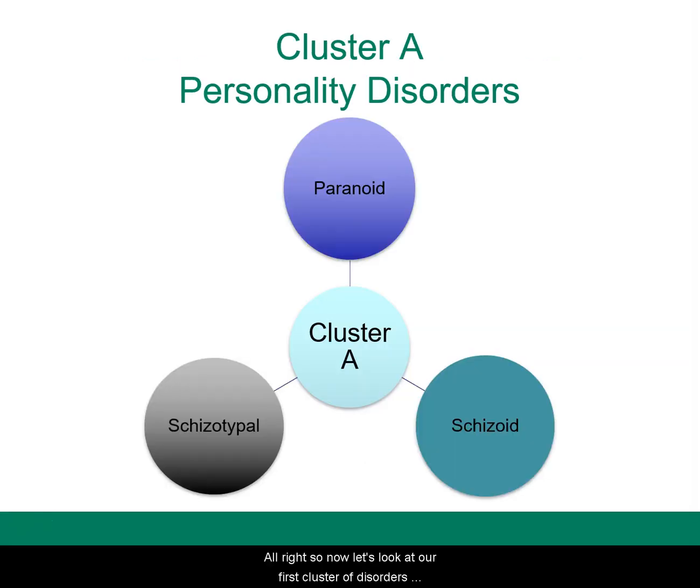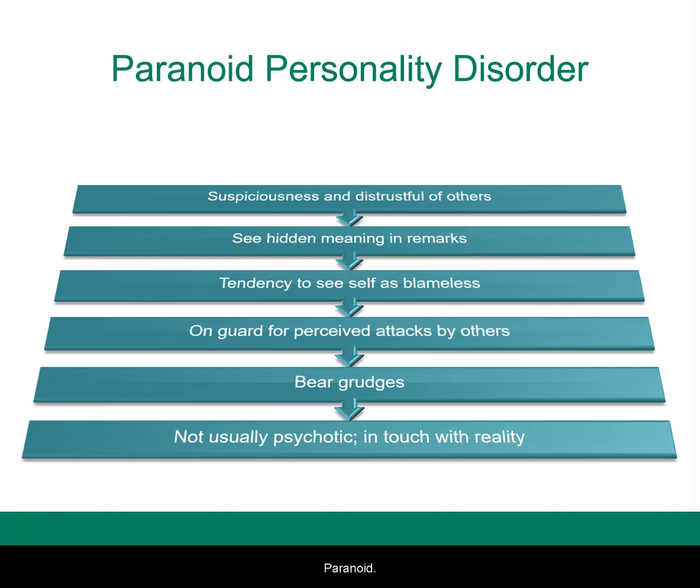All right, so now let's look at our first cluster of disorders. Cluster A. Here you have paranoid, schizoid, and schizotypal. We'll go through each one individually. For paranoid: suspiciousness and distrustful of others, seeing hidden meaning in remarks, a tendency to see self as blameless, on guard for perceived attacks by others, bearing grudges, and not usually psychotic, in touch with reality.